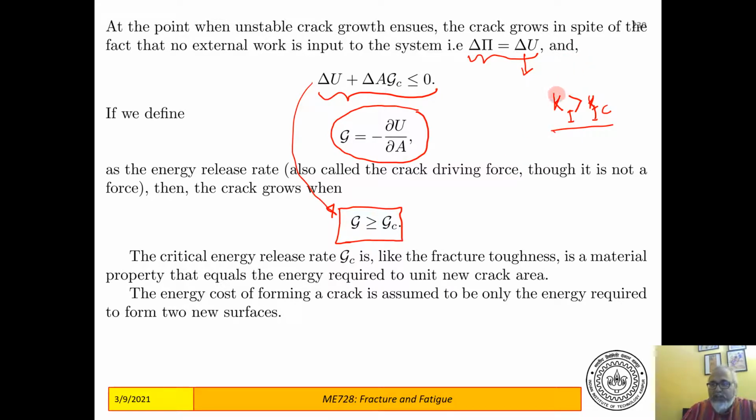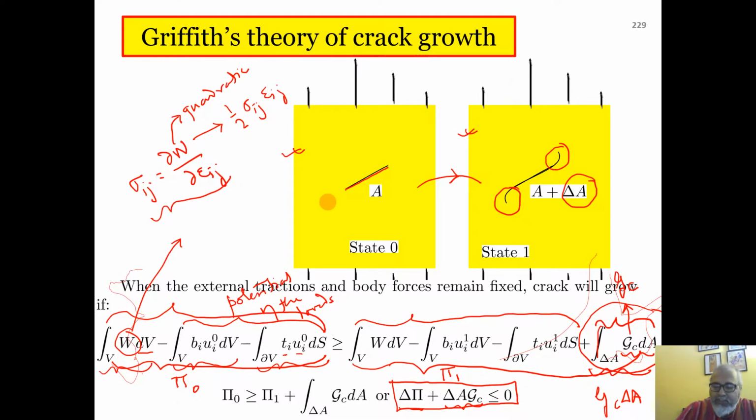However, the units of K and G are different. Units of K are, for example, MPa root meter. And the unit of G is Newton meter per meter square, energy per unit area, which is Newton per meter. So these have different dimensions. Not only that, K is a measure that we have found from looking at the local stress state at the tip of an isolated crack. So K is the intensity of the stresses at the tip of a sharp crack. It is a local measure of the severity of the crack, whereas G is obtained by integrating over the whole body. So it's a global measure.